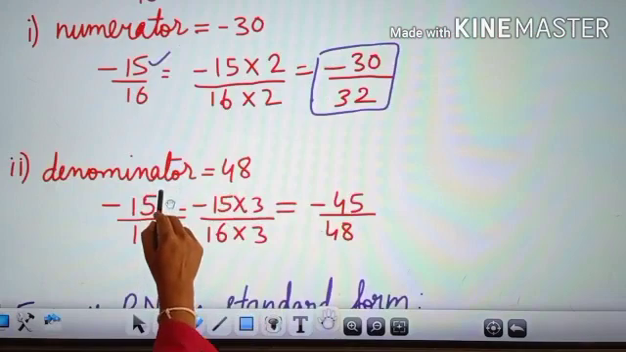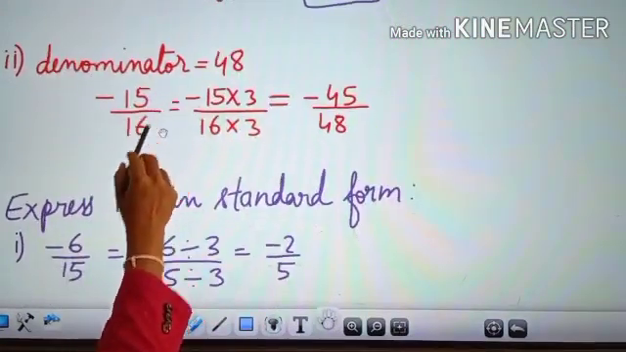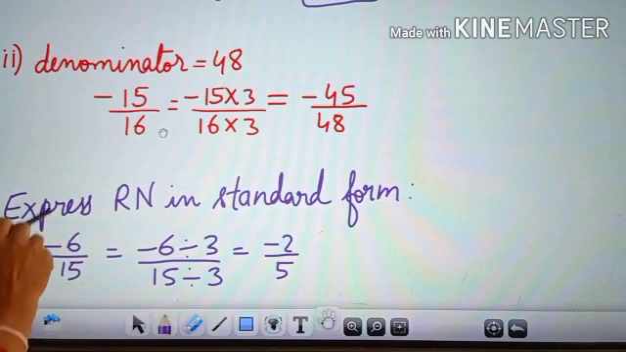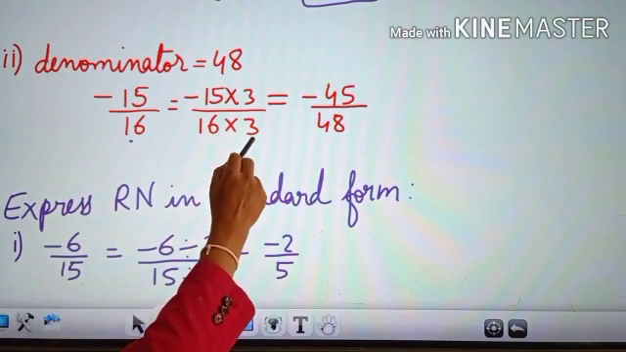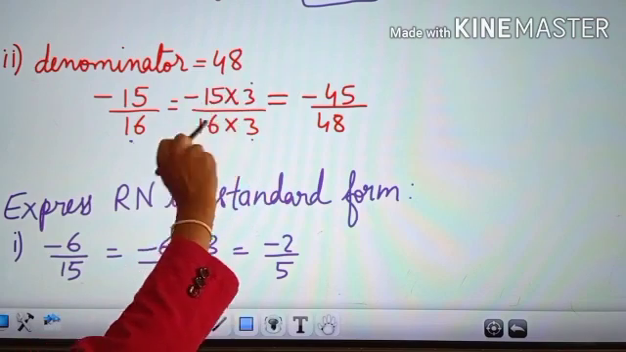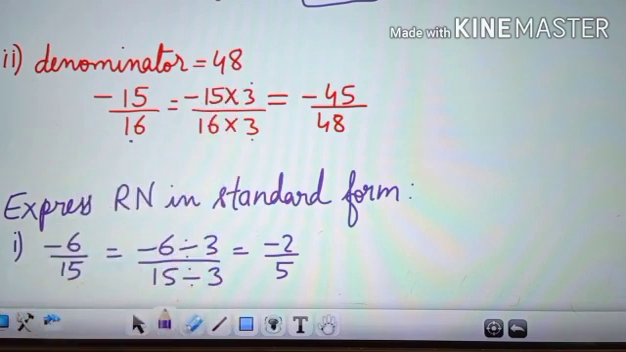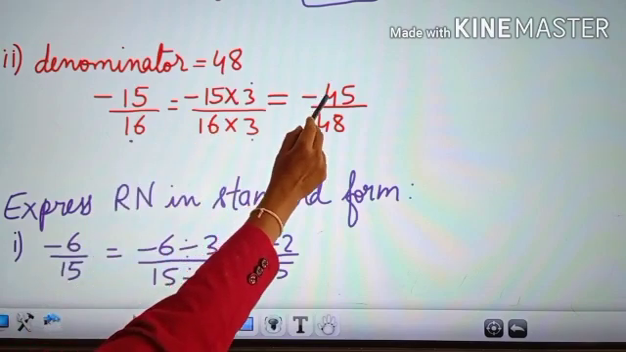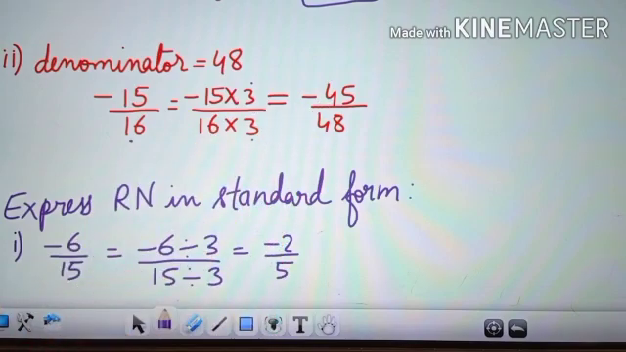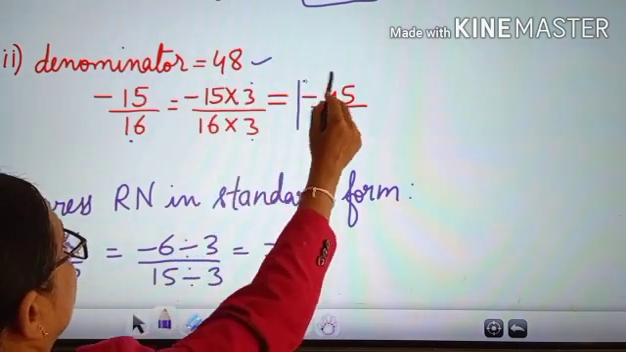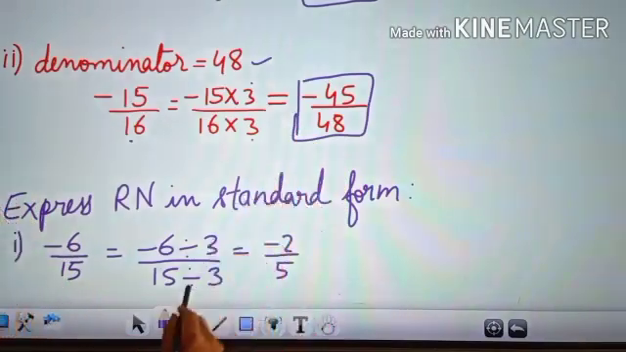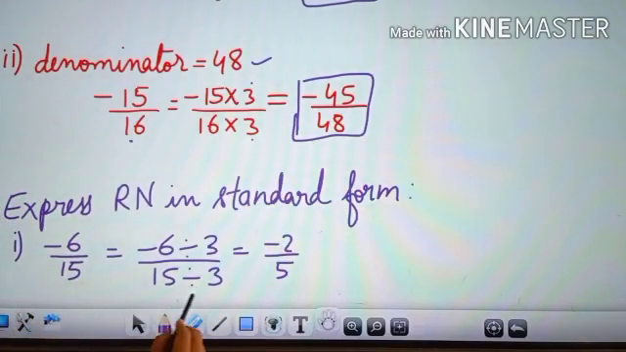Next question: denominator 48. Here minus 15 upon 16. You have to make the denominator 48. So 16 threes are 48. You will multiply the denominator with 3 and at the same time multiply the numerator also with 3. So minus 15 into 3 will give you minus 45 and 16 into 3 will give you 48. So minus 45 upon 48 will be your final answer.